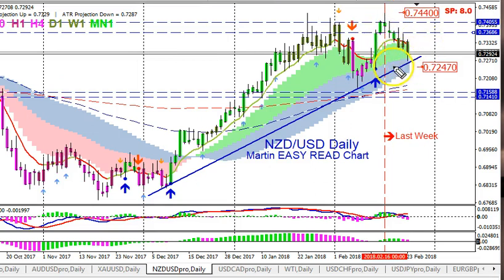And again, because we still have green above blue, we're looking for a buy trade. But when I say we're looking for a buy trade, let me make it clear. You need evidence first. So first of all, you need a candle to close up again above the 8 EMA. And in this case, I'm looking for a buy really above 0.7440.